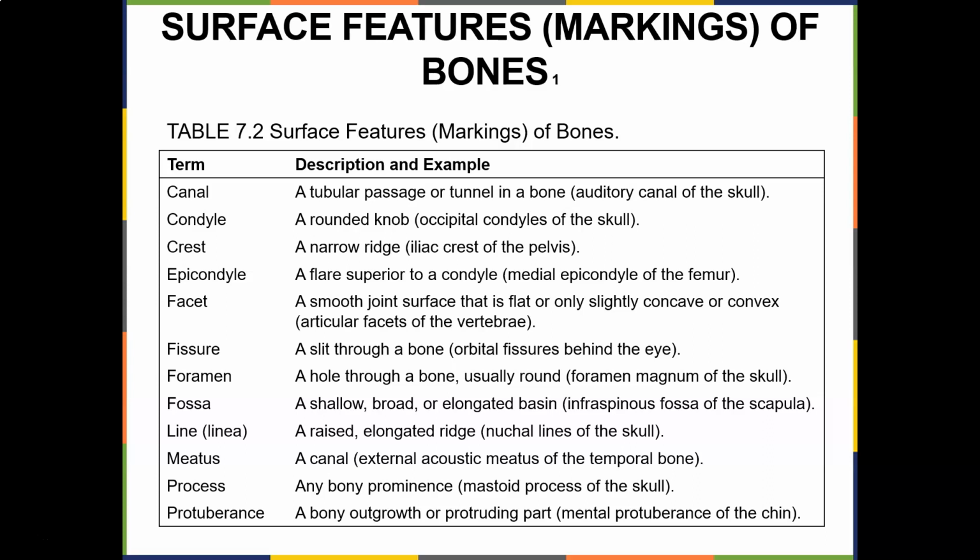Linea or a line is a raised longitudinal ridge. You have nuchal lines, but you have a linea aspera in your femur. Meatus is a canal. So knowing that a canal and a meatus are relatively the same thing, then you want to make sure that you're looking for some kind of tunnel or passage. Process, any bony prominence, mastoid process of the skull. Protuberance, a bony outgrowth or protruding part.